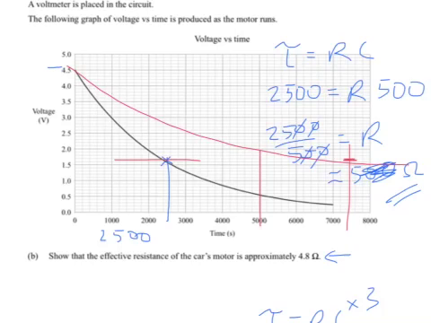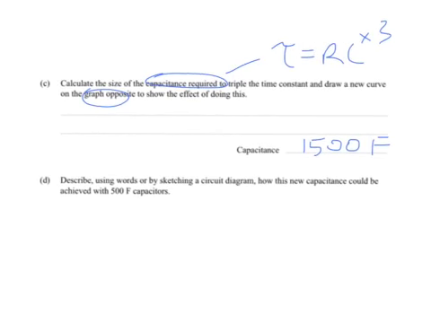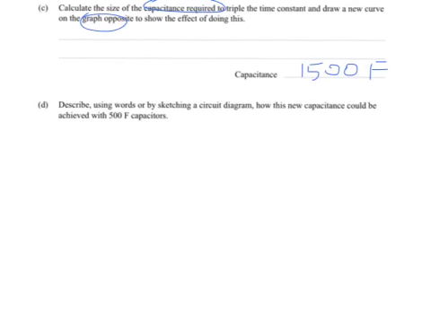Carrying on anyway, so we saw that the curve is going to be stretched out. The time constant is 3 times longer to get to that point. I think we're moving on to the final question now. D, describe using words or by sketching a circuit diagram how this new capacitance could be achieved with 500 farad capacitors. Okay, remember, I'm going to go back a little bit.